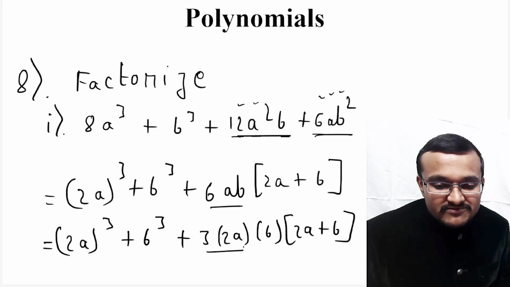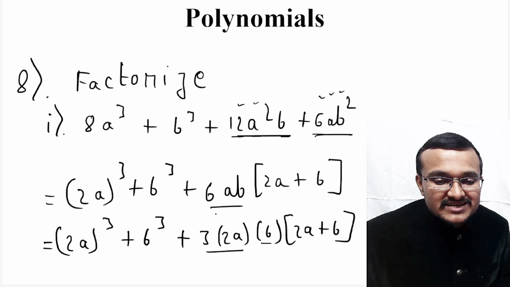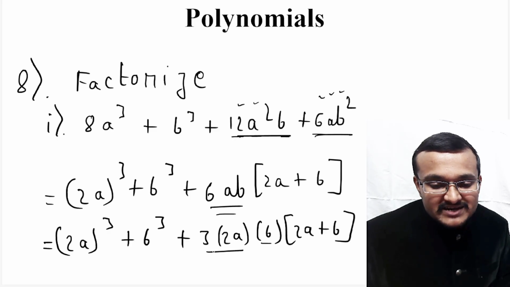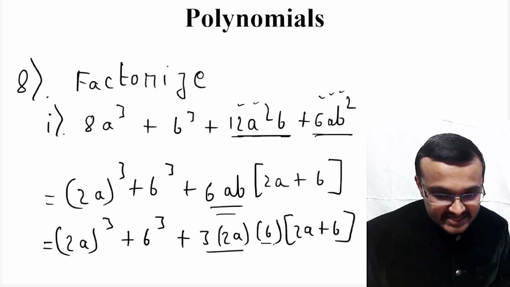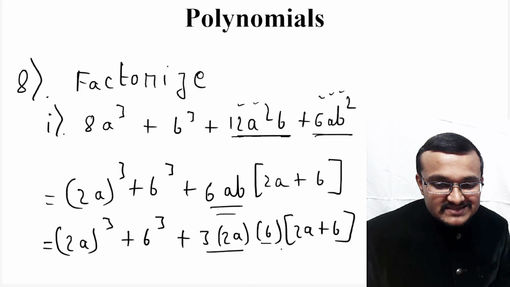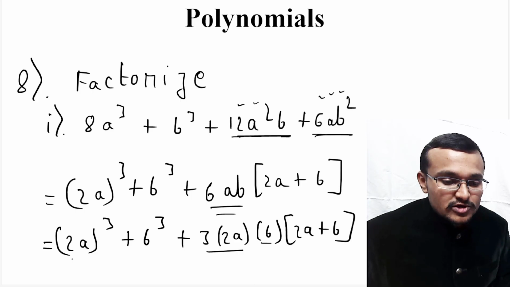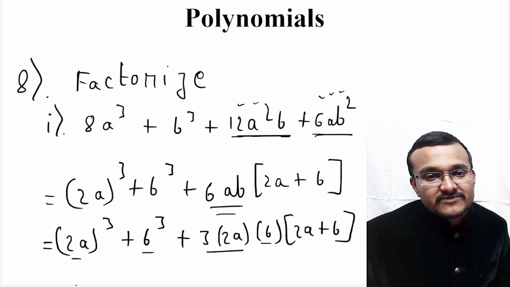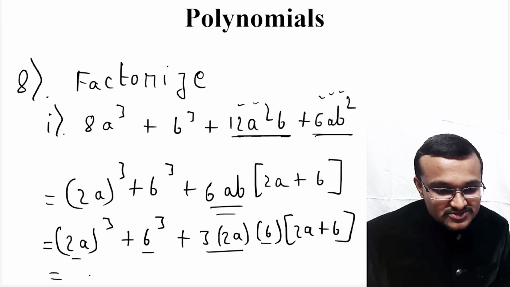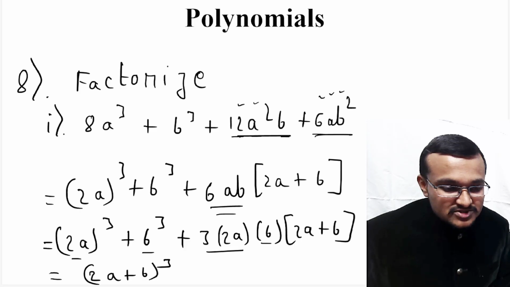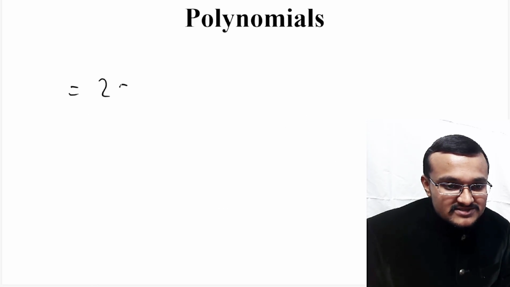Because 3 into 2a will be 6a, into b will be 6ab. So 6ab I am writing as 3 into 2a into b. Now you can see it is in the form of x plus y whole cube. In the place of x you have 2a and in the place of y you have b. So this you can write as 2a plus b whole cube. So the answer you are getting here is 2a plus b whole cube.